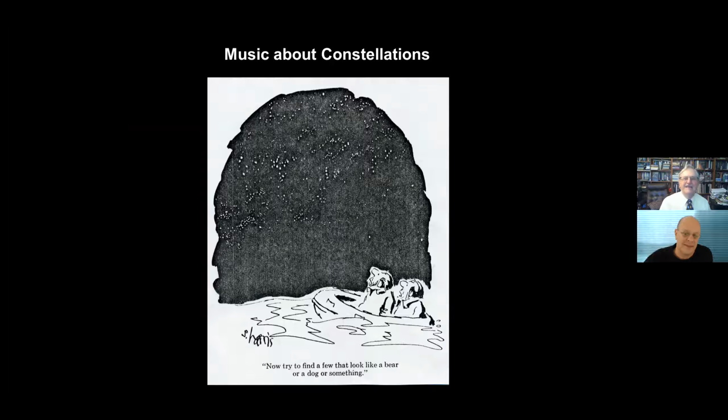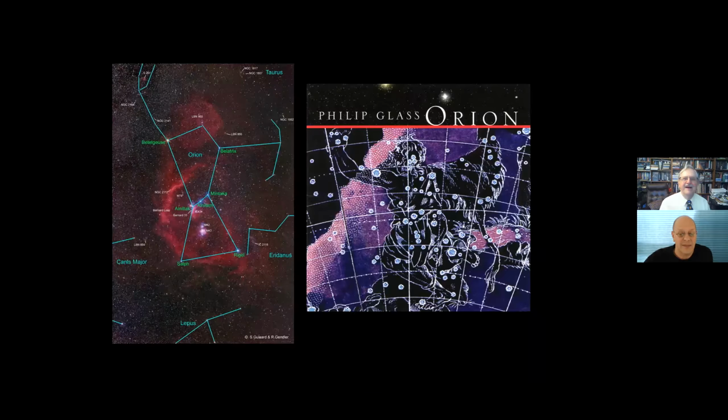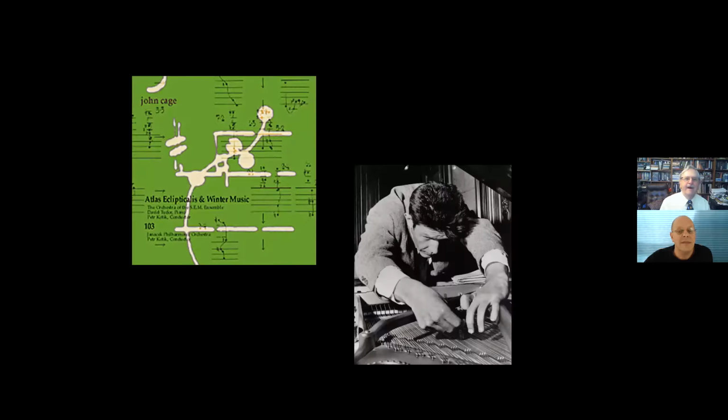Certainly the constellations have provided a lot of fodder for music over the years. The composer Philip Glass, who I mentioned before, was commissioned for the 2004 Olympics to write a piece about the various views of the constellation of Orion by different cultures, and the music is then performed on the indigenous instruments of those cultures. And that's a very interesting piece that's available, the Philip Glass Orion.